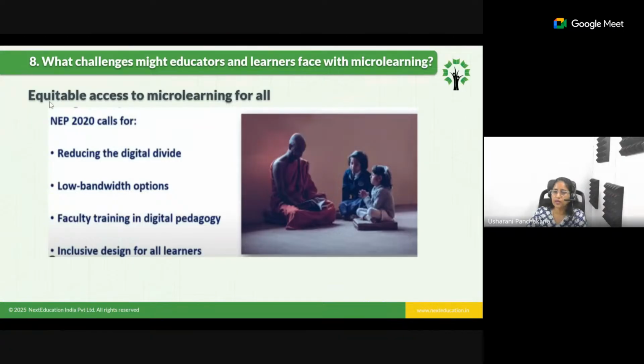Now coming to the next one, equitable access to microlearning for all. This is reducing the digital divide, low bandwidth options, faculty training in digital pedagogy, and inclusive design for all the learners. So these are the challenges that we actually face: reducing the digital divide, so that we can give hands-on activities or activities which are mostly offline. Low bandwidth is also one of the challenges. Faculty training in digital pedagogy is more important.